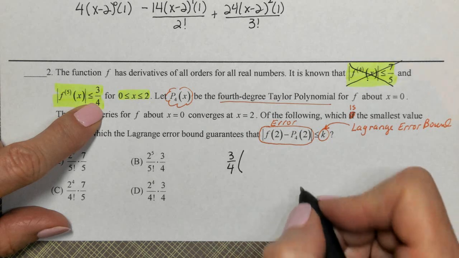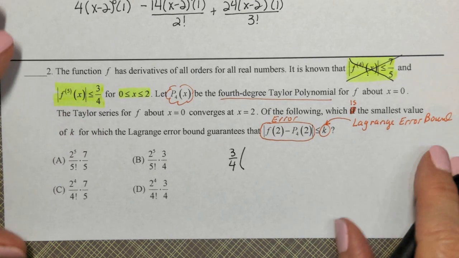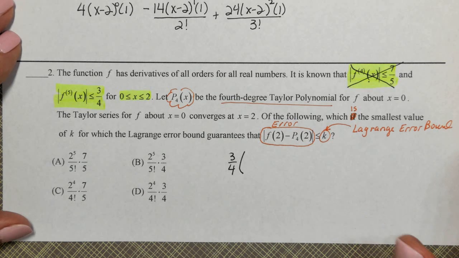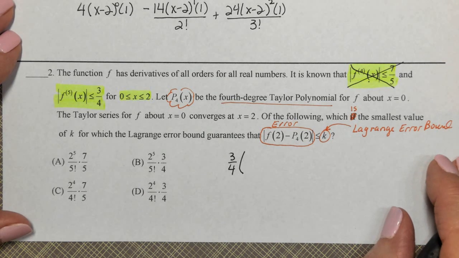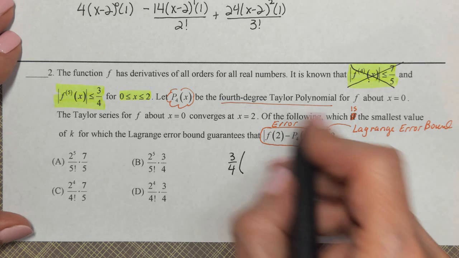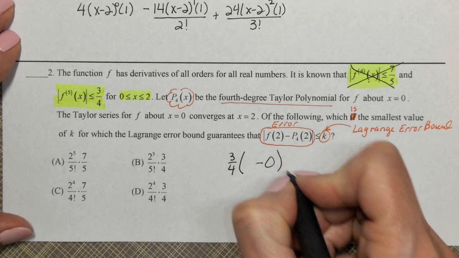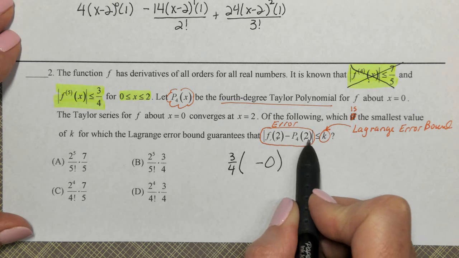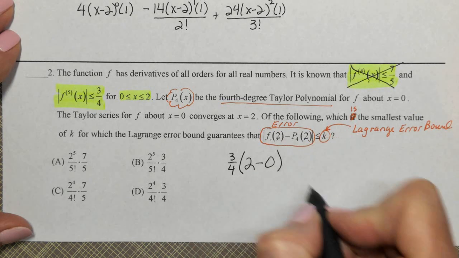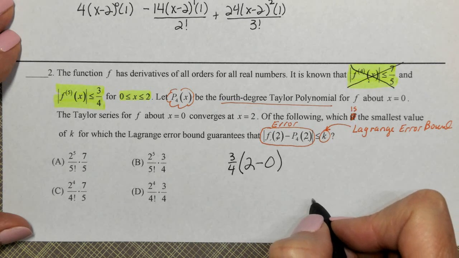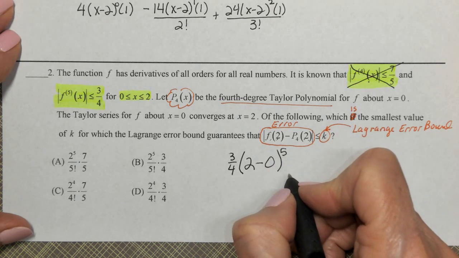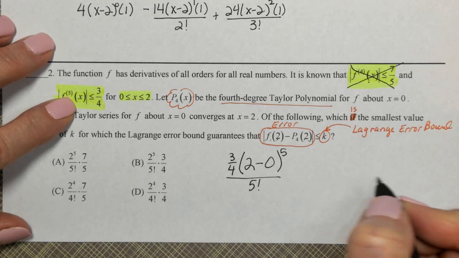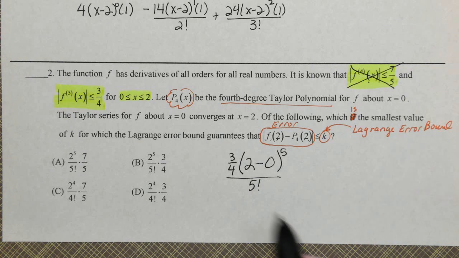times (x minus c). Okay, did they give me an x value? I remember we shouldn't have x's in our answer, right? In our Lagrange error. I know we're centered at 0. Did they give me an x value? They sure did. The x value is 2. Okay? To the fifth power, because it's the fifth degree term, don't forget we're dividing by 5 factorial. And then I know that's the Lagrange error.